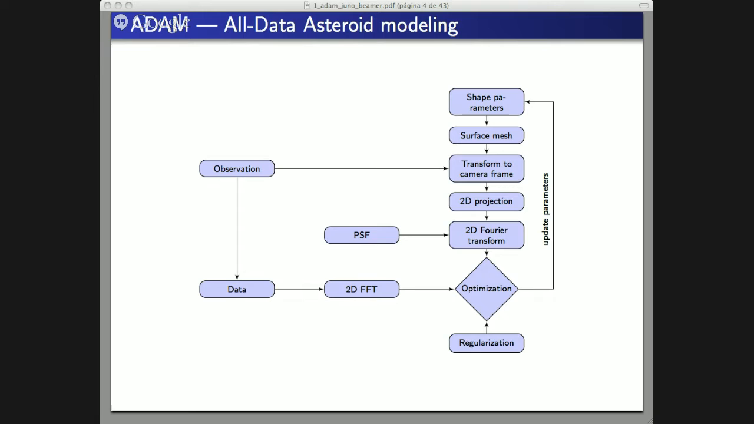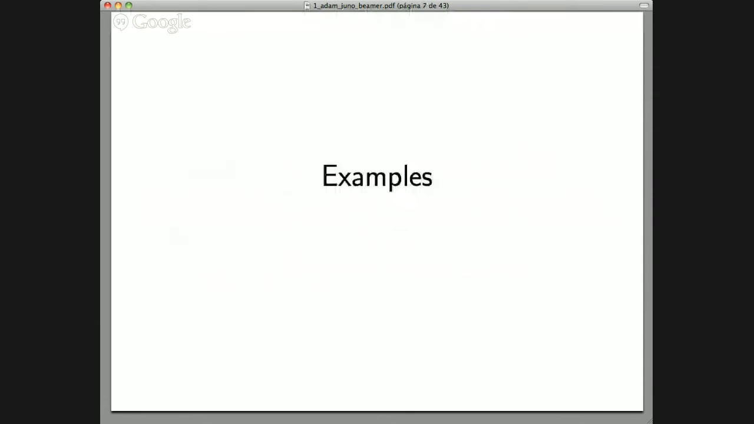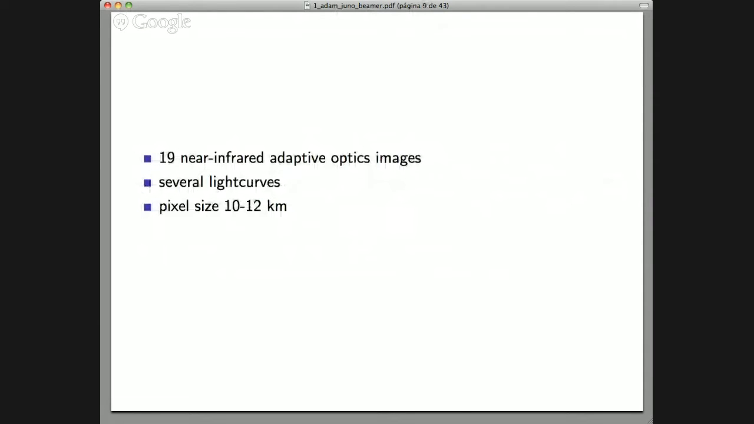So let's see a couple of examples before we move into Juno. So here is first an adaptive optics shape, asteroid Daphne. We have 19 near-infrared adaptive optics images and several light curves, and the pixel size in the images is like 10 kilometers. So here are two different shape solutions.